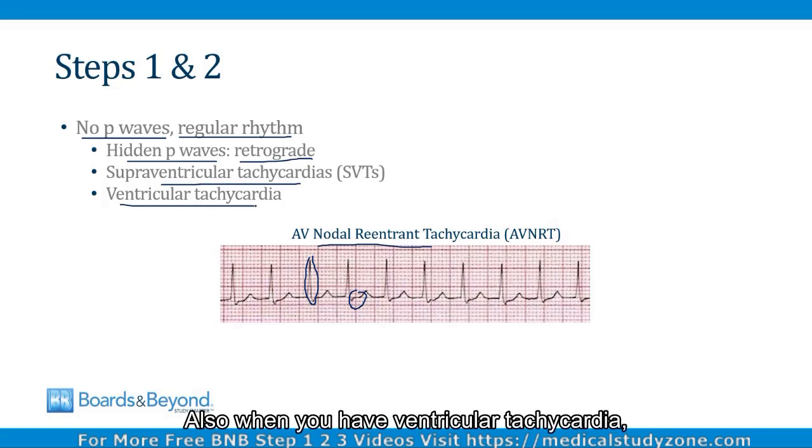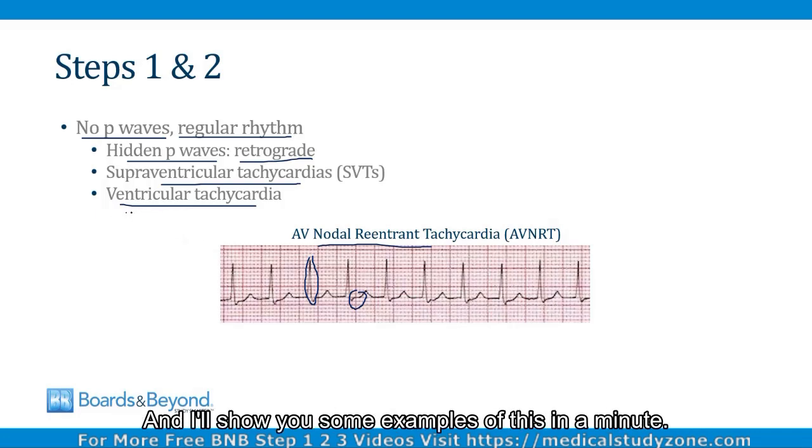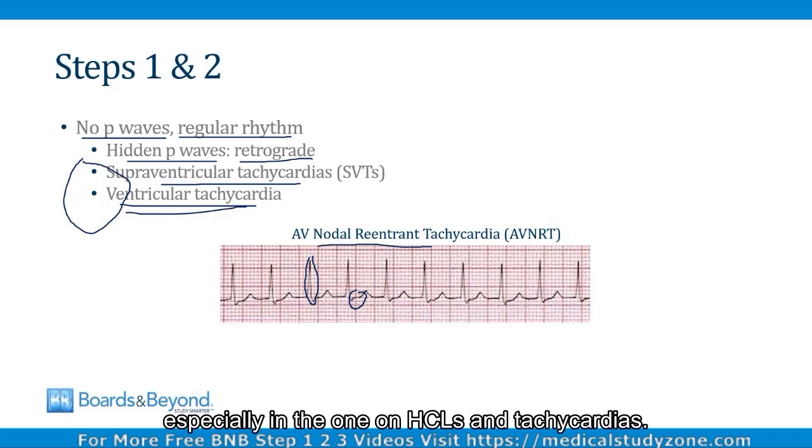Also, when you have ventricular tachycardia, this causes the ventricle to depolarize and drive the heart rate, and this will take over the depolarization from the SA node, and therefore you will not see P waves. And I'll show you some examples of this in a minute. And I talk about these in a couple of other videos, especially in the one on ACLS and tachycardias.